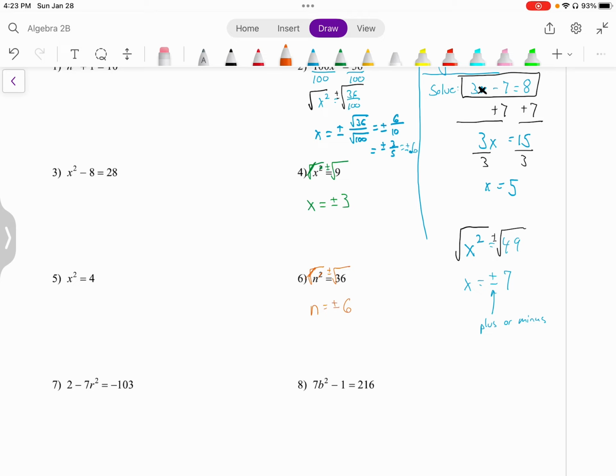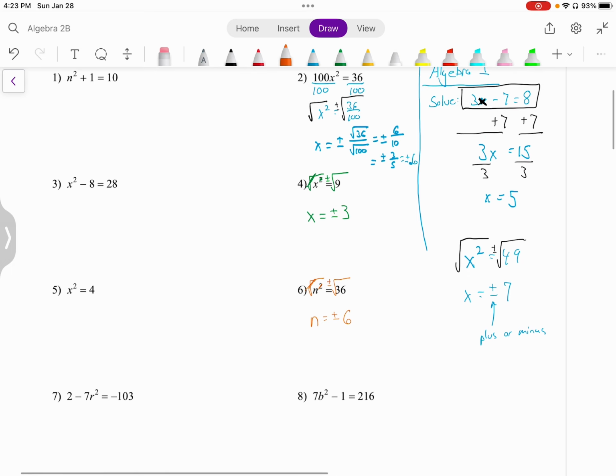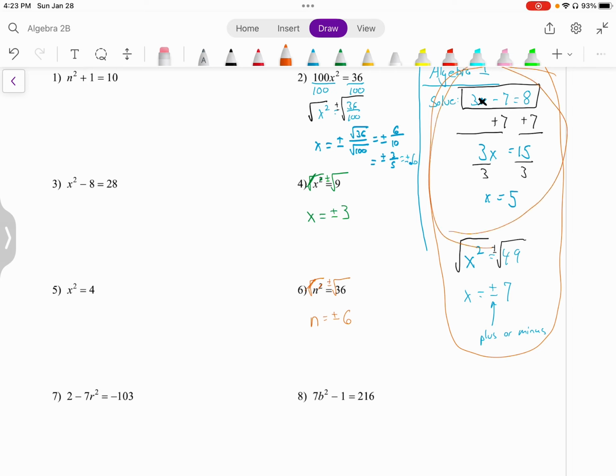All right, number 8 looks a little more complicated, but again, it's still much like this Algebra 1 problem that we looked at to start with. Actually, it was just this part up here. So what we want to do is isolate the b squared first. So we're going to get b squared by itself, and then once we do that, we can take the square root. So we're going to start by adding 1 to both sides. And we get 7b squared equals 217.